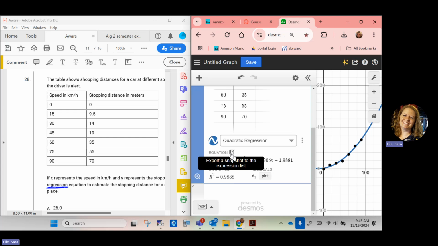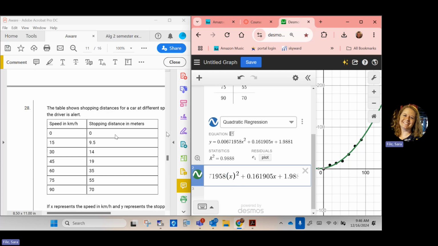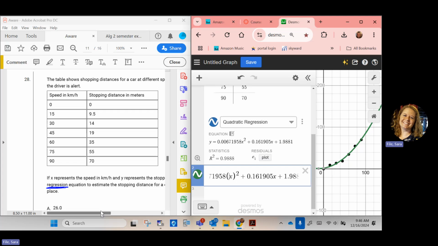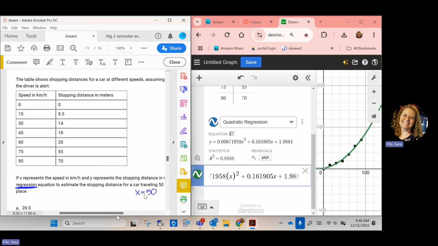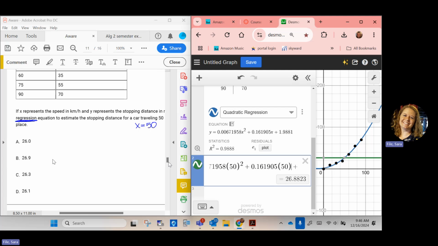So we're going to copy that equation down here, and we're going to plug in for X. What did we say we were plugging in? 50? Because it wants us to make a prediction when the speed is 50. So I'm replacing X here with 50. And X is in 2 spots because this is a standard form quadratic. Okay, and then round that to 1 decimal place. So 26.8823, that 8 would round this 8 up. So 26.9. So that is answer choice B.